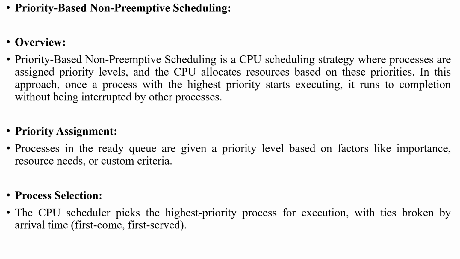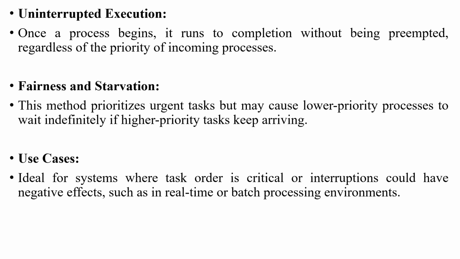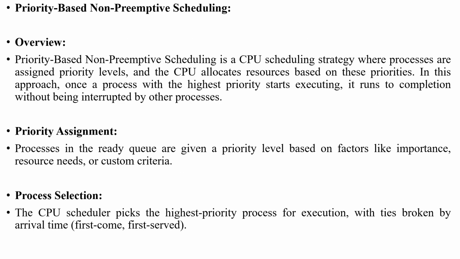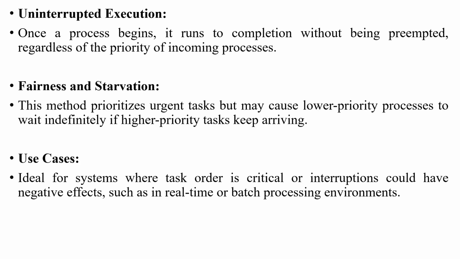Priority-based non-primitive scheduling overview. Priority-based non-primitive scheduling is a CPU scheduling strategy where processes are assigned a priority level and the CPU allocates resources based on their priorities. In this approach, once a process with a higher priority starts executing, it runs to completion without being interrupted by other processes. Priority assignment and selection, uninterrupted execution, fairness and starvation, and some of the use cases.